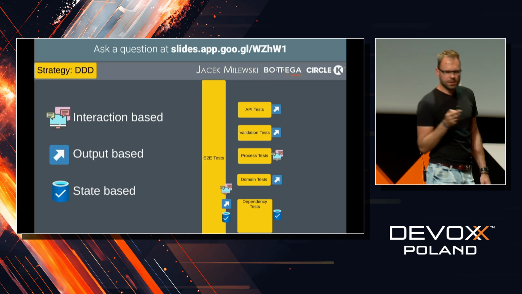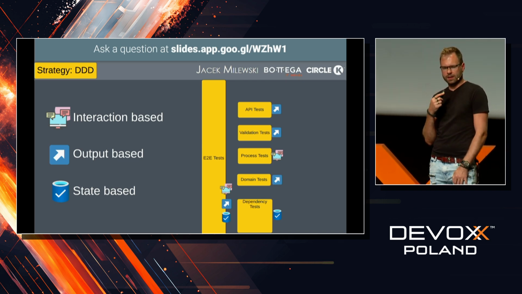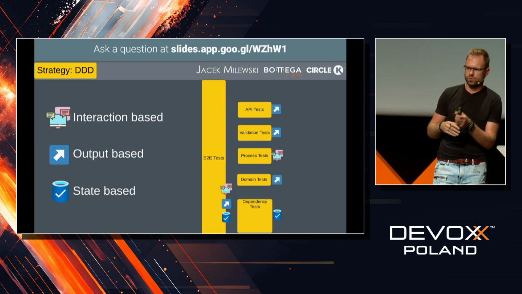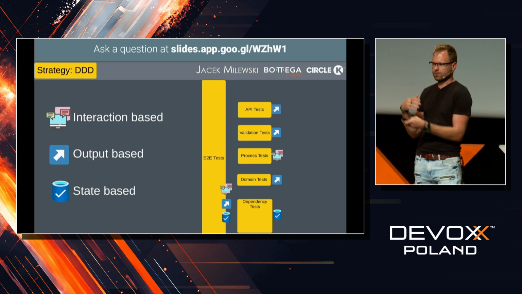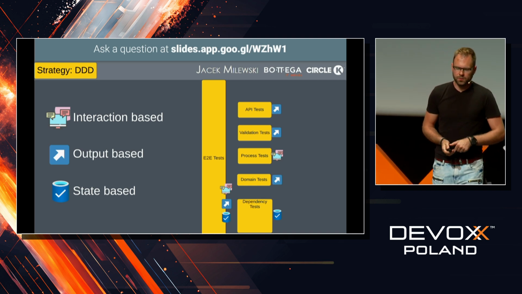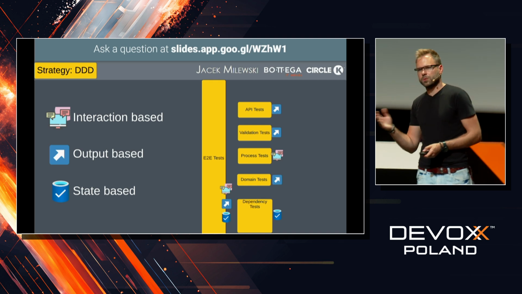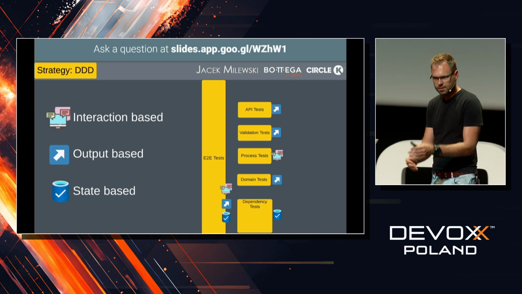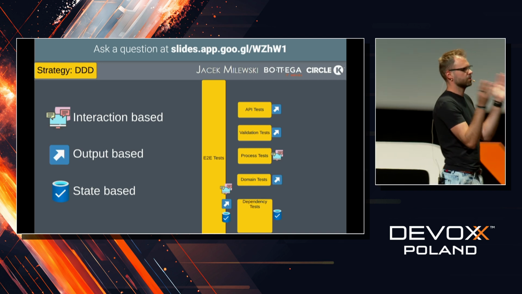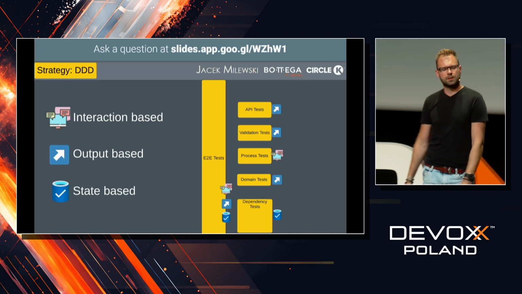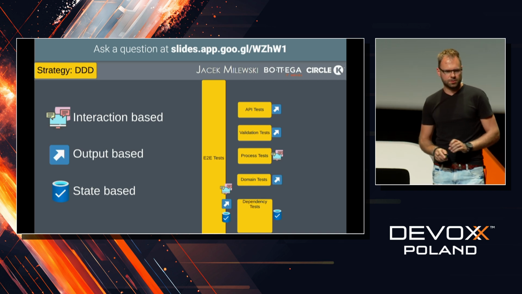Fine, and again, matching game. It seems that API tests are output-based, and the same for validation tests, because we are sending the data and getting a response, whether this is correct or not. We are creating an object with a factory, which in response we expect a valid object or an error. And the process and end-to-end tests are doing everything. Right? They are checking interactions, outputs, state. We have crazy testers, so they are checking everything.